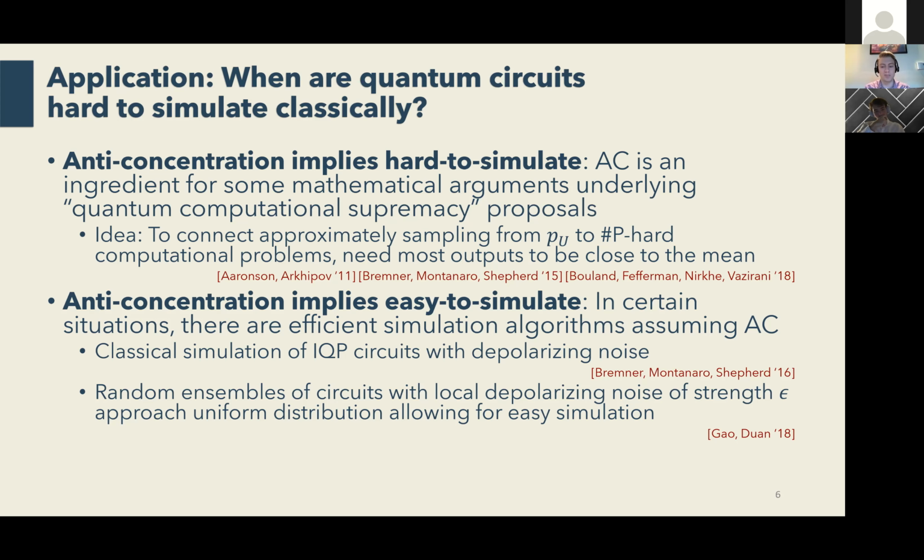So one example was given in a paper by Bremner, Montanaro, and Shepherd, where they looked at IQP circuits that have depolarizing noise applied at the end of them. And they gave an algorithm that runs in polynomial time, assuming anti-concentration for this situation. Similarly, Gao and Duan studied a situation where you have random ensembles of circuits that have local depolarizing noise inserted into them in various places. And they showed that this approaches the uniform distribution, which of course can be trivially simulated classically. But this result also only held assuming anti-concentration, or at least it could only be proved to hold assuming anti-concentration.